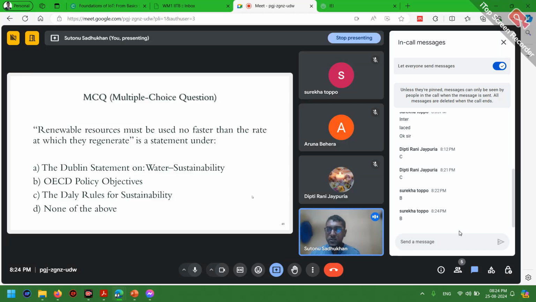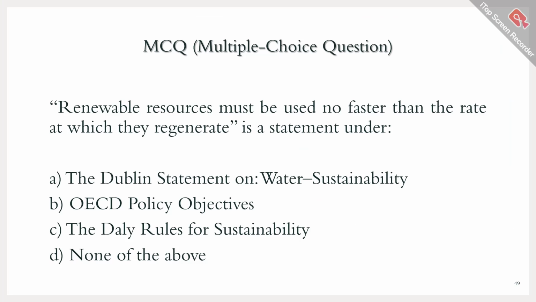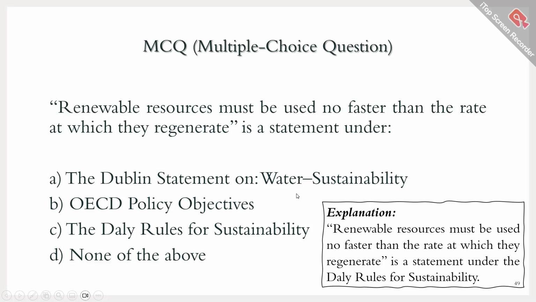Option B, OECD policy objectives, Sureka is telling. You can understand the statement, right? Okay, so this is just a memory-based question. There is no concept involved. Renewable resources must be used no faster than the rate at which they regenerate is a statement under the Delhi rules of sustainability. Option C is the correct answer.